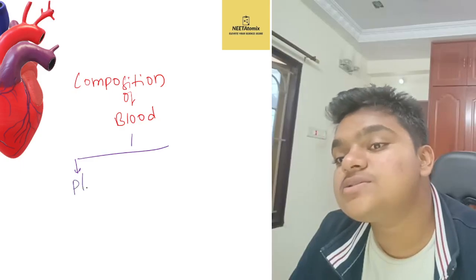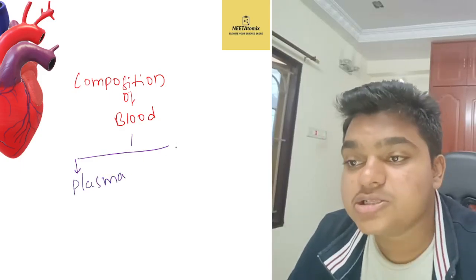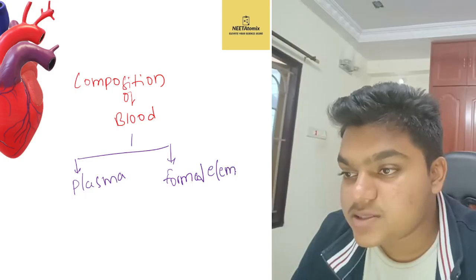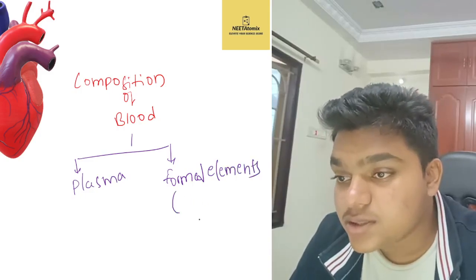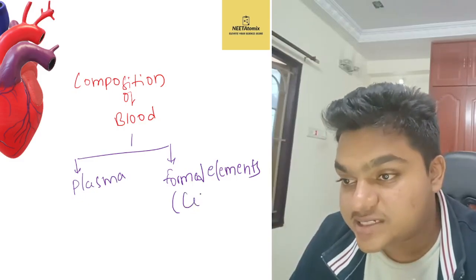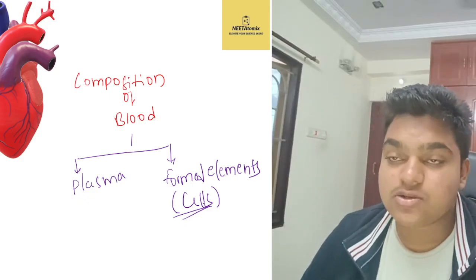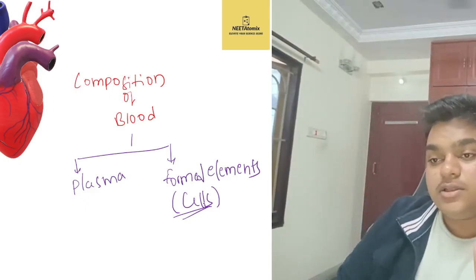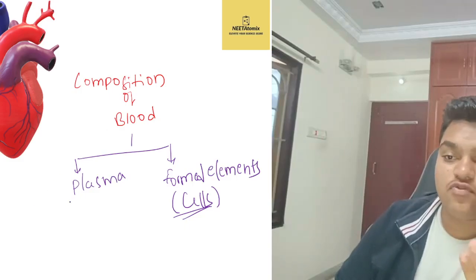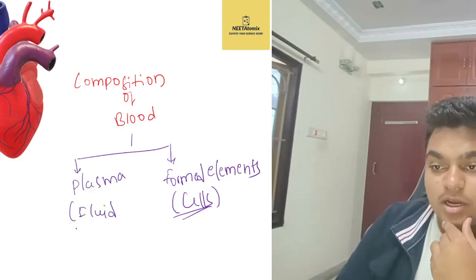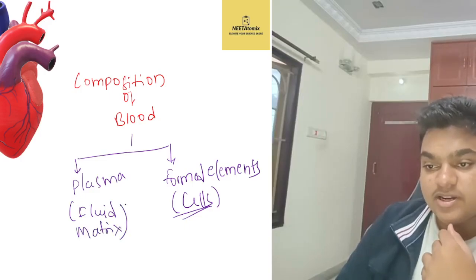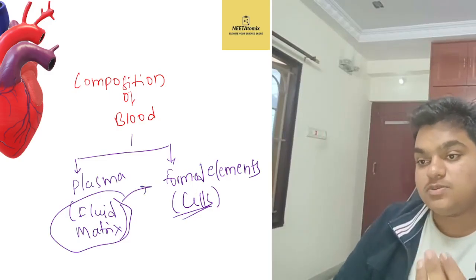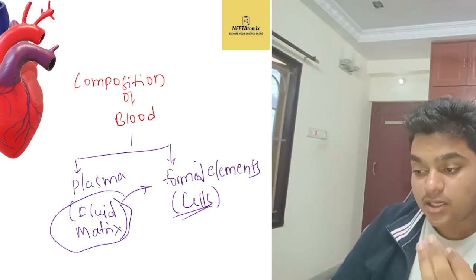Blood mainly consists of plasma, am I right? Plasma and formed elements. Formed elements means nothing but the cells. So these are the two things that are present in the blood: plasma and the formed elements. Plasma forms the fluid matrix of the blood, and in this fluid matrix these formed elements are suspended.